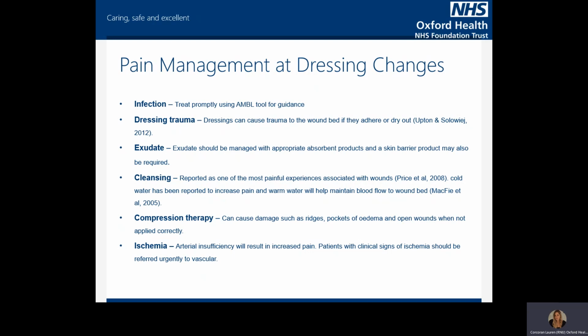Ischemia as well. Ischemic legs can be very painful for patients due to the arterial insufficiency. So if you have a patient that has clinical signs of ischemia, they do need an urgent referral to vascular. It may be that you are suspecting some arterial disease and this needs to be investigated further, and that may well be a routine referral to vascular. But for someone who has a quite clear, obvious ischemic leg, or that you're suspecting, we would say do that urgent referral to vascular.